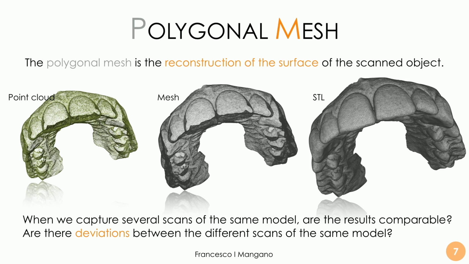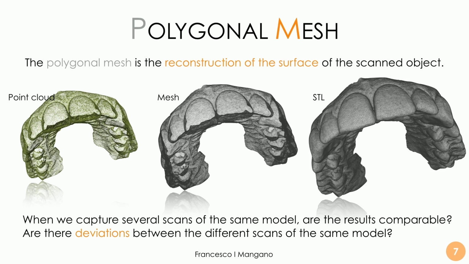So we can have also different resolutions with the different meshes depending on the number of points we pick up, and the number of triangles generated by means of an interpolation. Anyway, when we talk about polygonal mesh, we are talking about the reconstruction of the surface of the scanned object, in this case the dentate model of our patient. But when we capture several scans of the same model, same patient with the same scanner, are the results comparable?